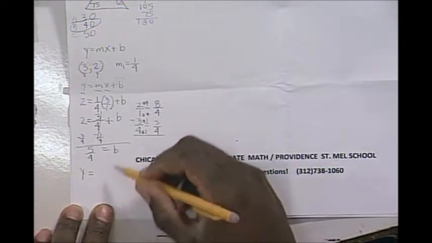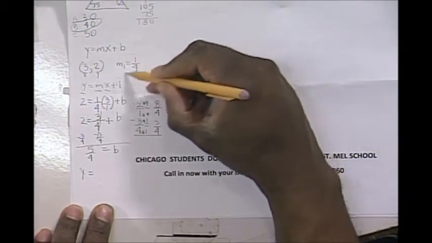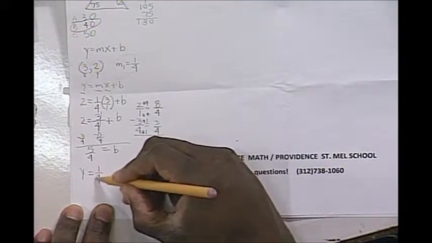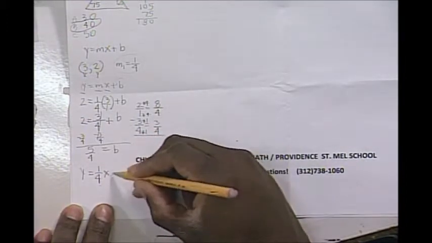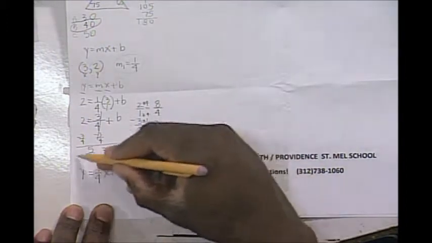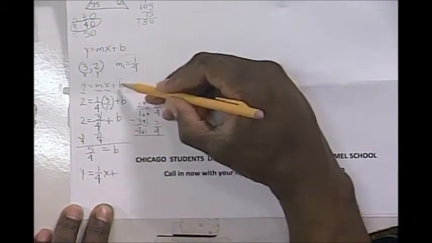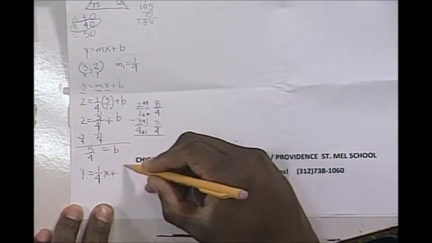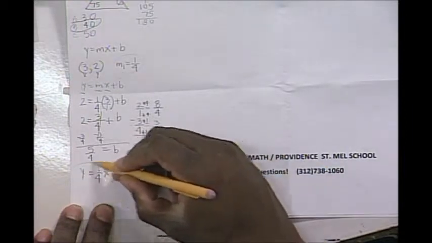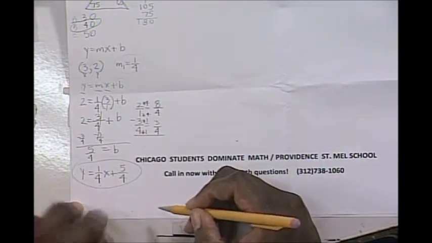M is 5/4. No, m, don't forget, was 1 over 4 x, and then plus b, which you now solve for. What's b? Oh, 5/4. 5 over 4. Right. All right, Clement, so that's the final answer.